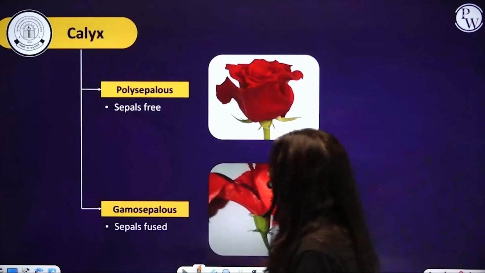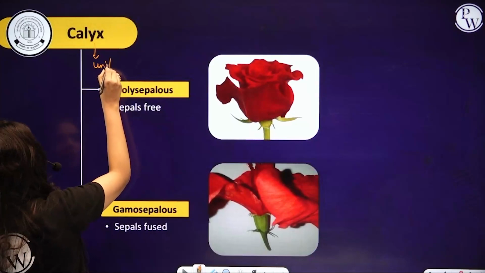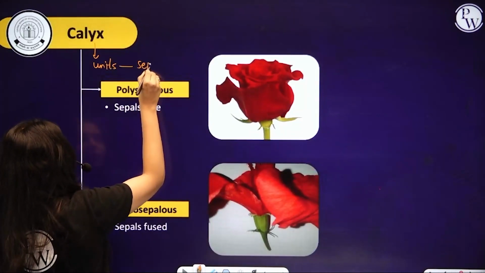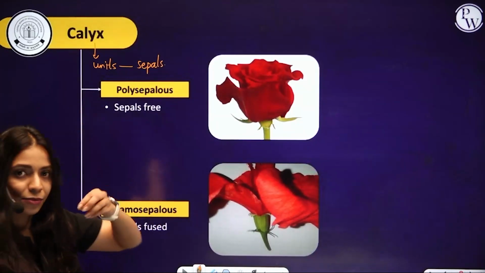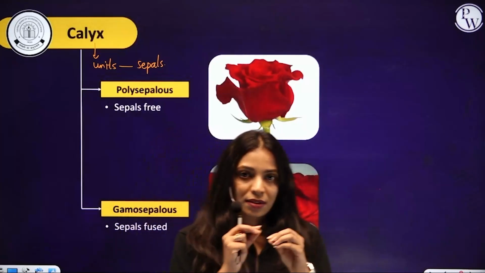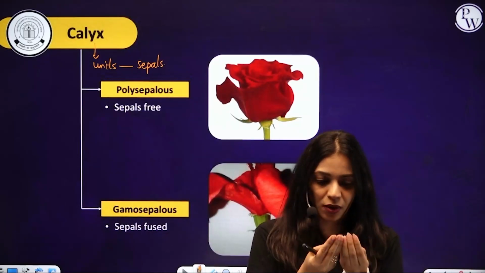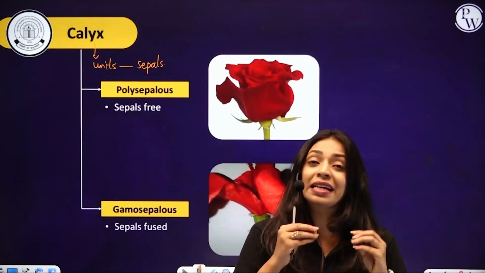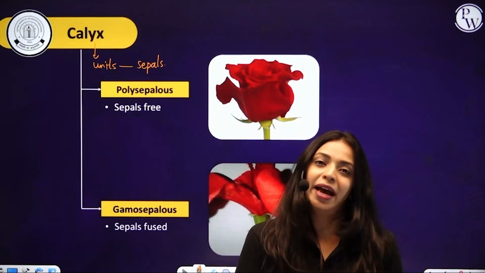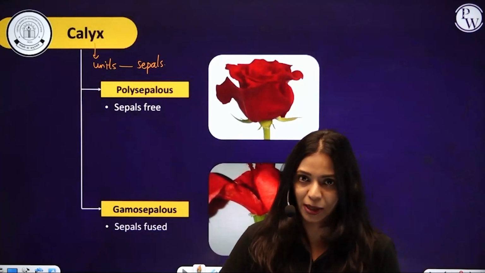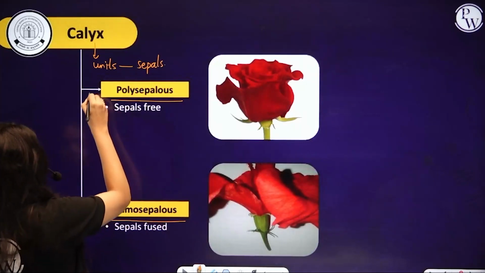Let's begin with calyx. As I already said, the individual units of calyx are called sepals, right? Now, in some flowers, sepals are free. They are not fused. While in some flowers, all of the sepals will fuse together. Depending upon whether the sepals are free or fused, you can categorize calyx into 2 different types. One is polysepalous, the other one is gamosepalous.